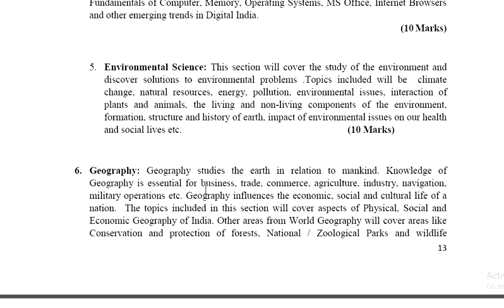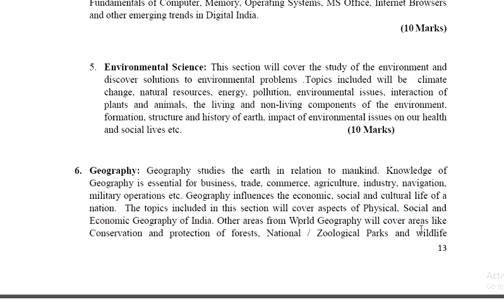So let's move on to geography. Geography studies the earth in relation to mankind. Okay, that we know. Knowledge of geography is essential for business, trade, commerce, agriculture, industry, navigation, military operations, etc. Geography influences the economic, social, and cultural life of a nation. The topics, okay, this is important. They cover aspects of physical, social, and economic geography of India.